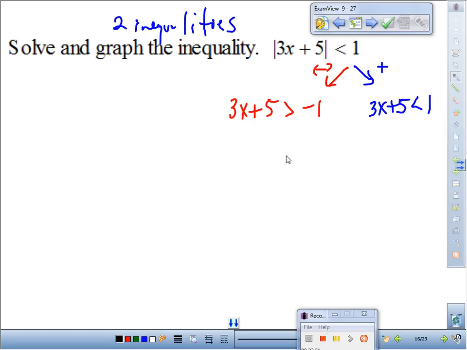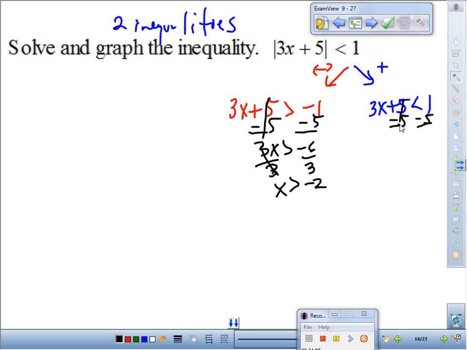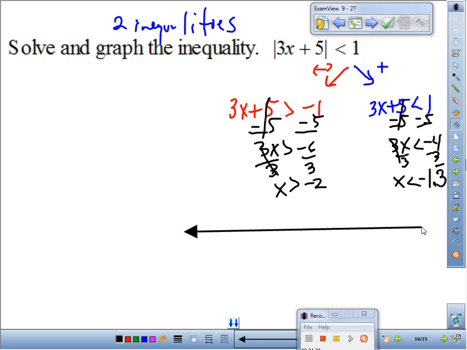From there, check this out, minus 5 minus 5, 3x greater than negative 6, divide by 3, x greater than negative 2. This one, minus 5 minus 5, 3x less than negative 4, divide by 3, x less than, 3 fits in there one time, so it's negative 1.3 bar. Now let's graph. Focus, please. Here we go.